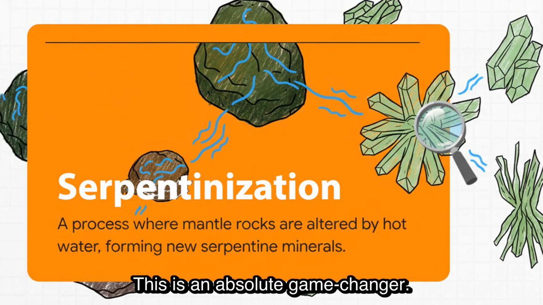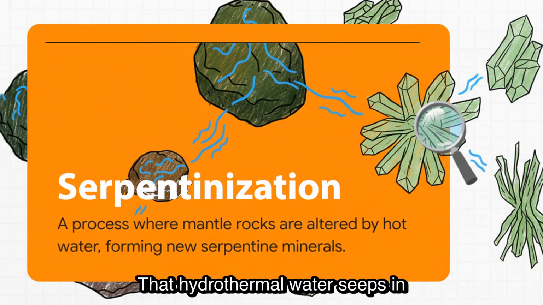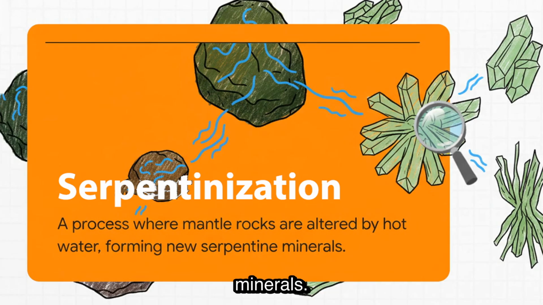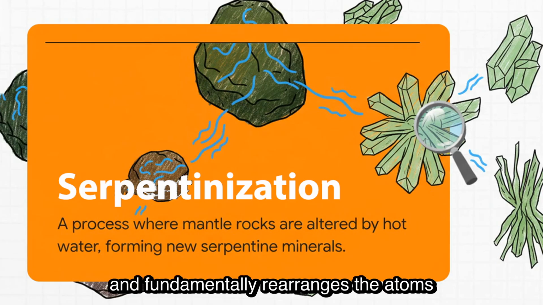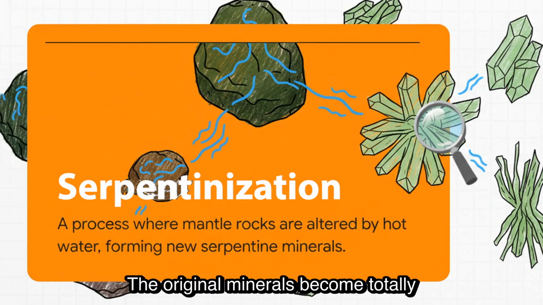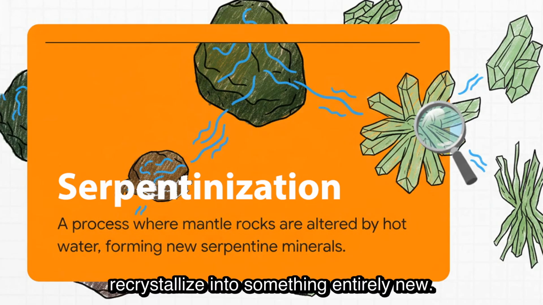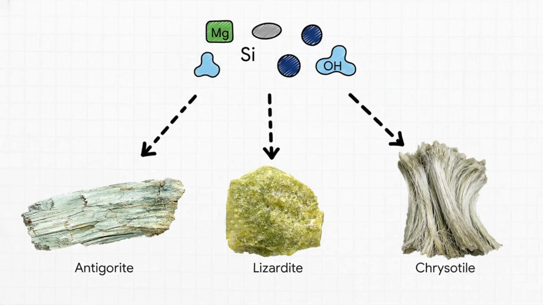This is an absolute game changer. This process has a name: serpentinization. That hydrothermal water seeps in and directly attacks the original minerals. It breaks down the olivine and pyroxene, introduces new elements like hydrogen and oxygen, and fundamentally rearranges the atoms inside. The original minerals become totally unstable and are forced to recrystallize into something entirely new. A complete and total transformation has just happened.